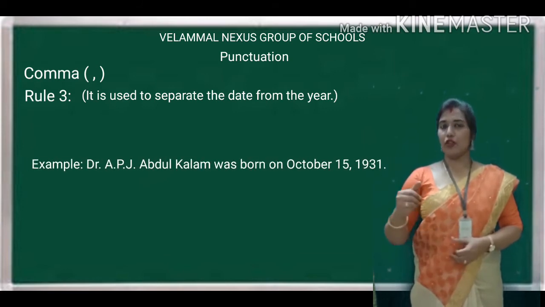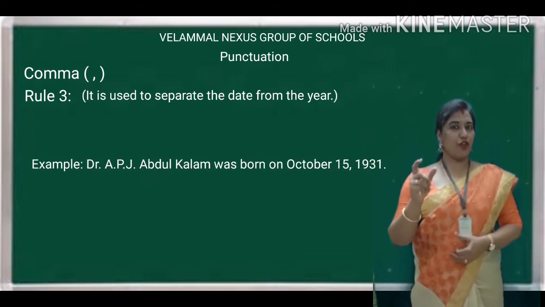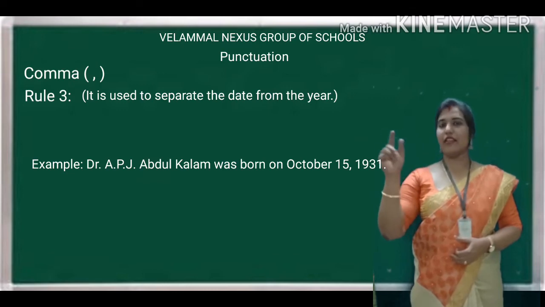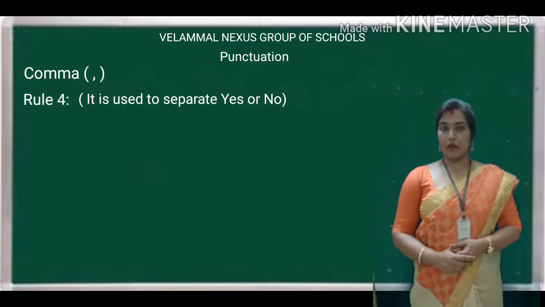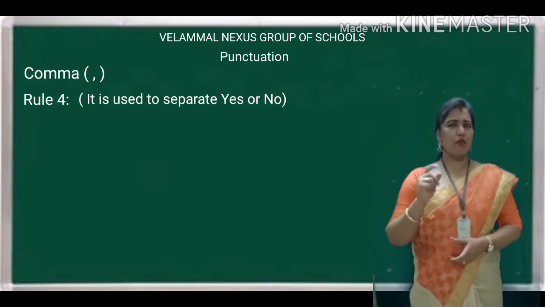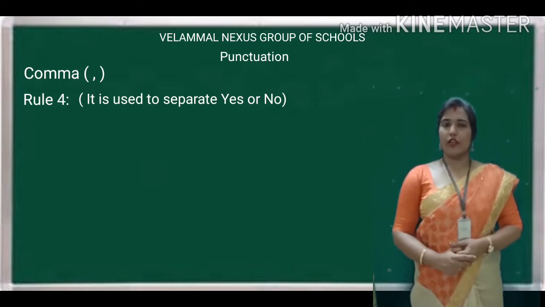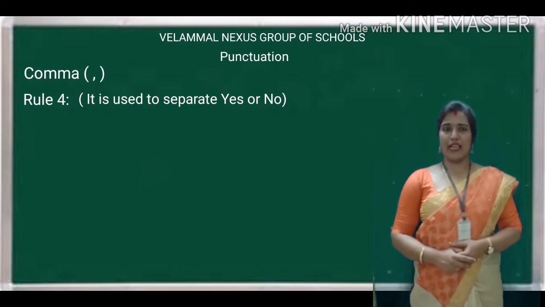Dr. APJ Abdul Kalam was born on October 15, 1931. Okay, children. Now, rule number 4. A comma is used to separate some words like yes or no. Okay, for example, do you like ice cream?